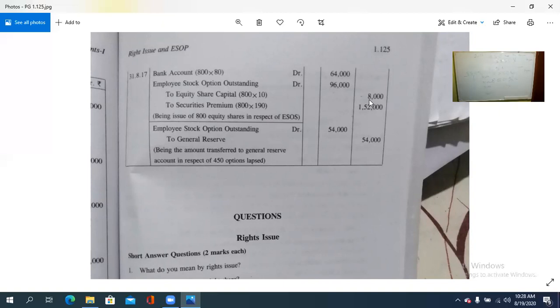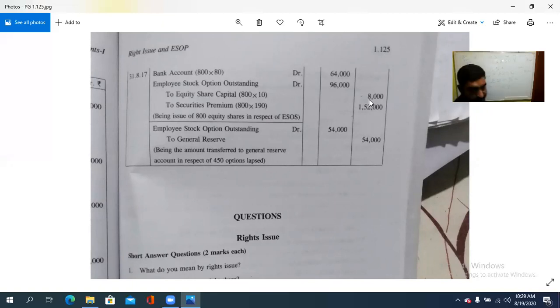Here, one thing: only 800 is to be taken for this option. Total 1,250, 800 only, so 450 is a balance. That is not gone for option; 450 options do not go. So 450 into how many, the price? Discounted price. The 450 options that are not taken are to be transferred to general reserve. So that is why this is the entry. 450 into 120, 54,000.